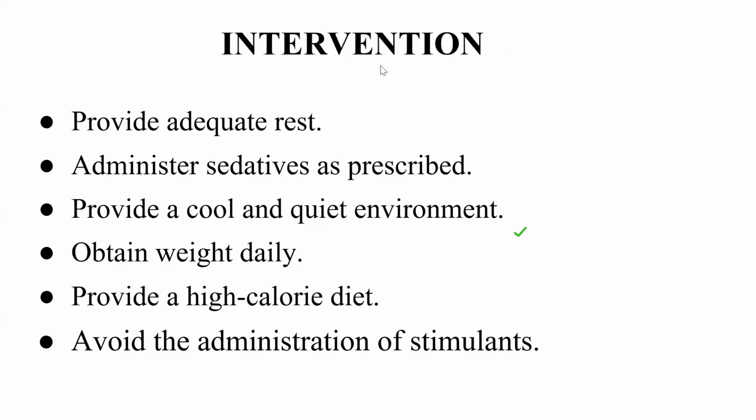So interventions: you provide adequate rest, and administer sedative as prescribed because they are agitated and restless. You want to calm their nerves. You also provide a cool and quiet environment because they get irritated easily with noise. You also want to obtain their weight daily, provide a high-calorie diet, and avoid the administration of stimulants. Stimulants in an endocrine system disorder is a no, no, no.